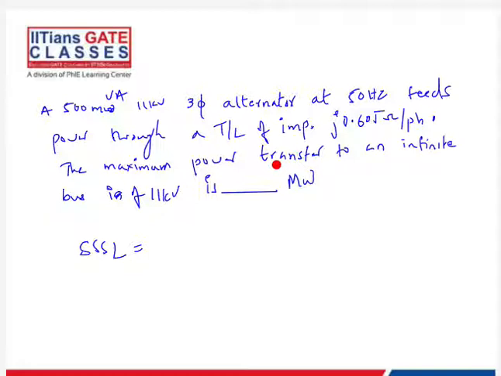Okay, how did you arrive at that? This is the steady state stability limit. It is given by EV by X, right? The maximum power transfer. Here it is given as 11, 11 divided by j 0.605. You should get 200.